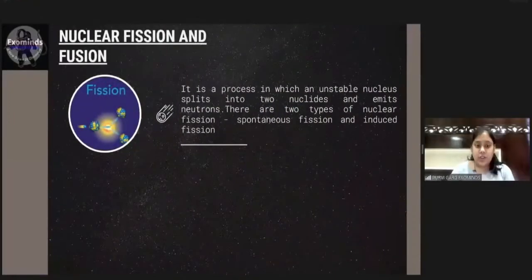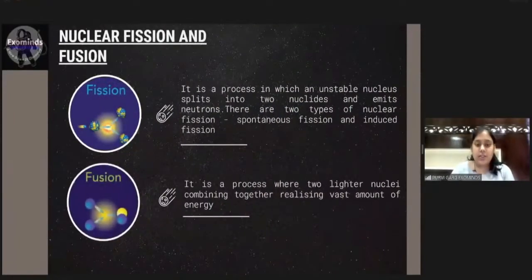Nuclear fission and fusion. Nuclear fission is a process in which an unstable nucleus splits into two nuclides and emits neutrons. There are two types of nuclear fission: spontaneous fission and induced fission. Nuclear fusion is the opposite of nuclear fission. It is a process where two lighter nuclides combine together, releasing a vast amount of energy.